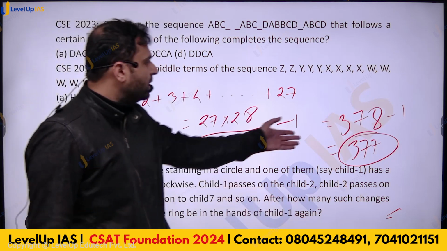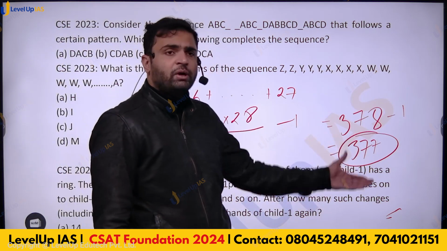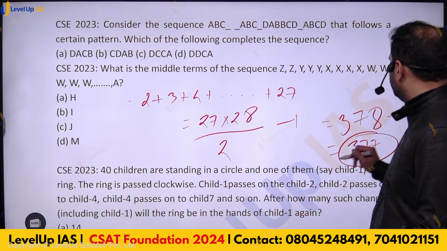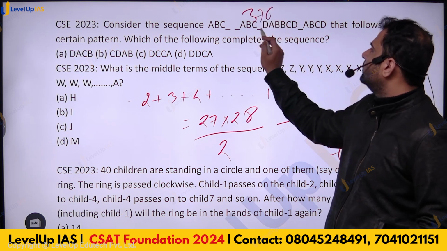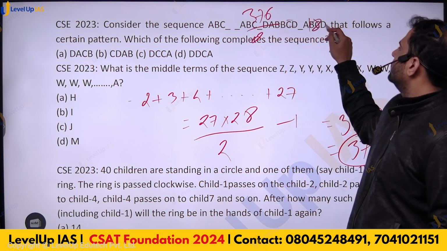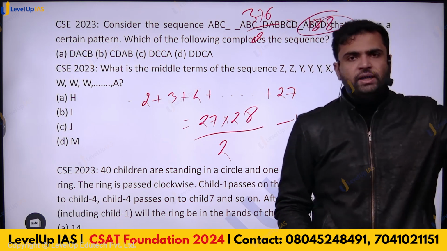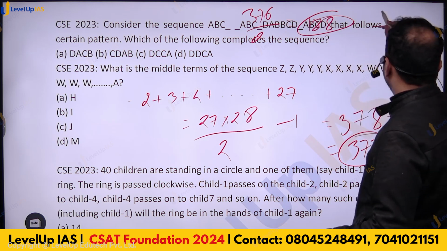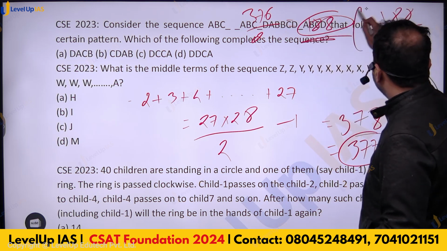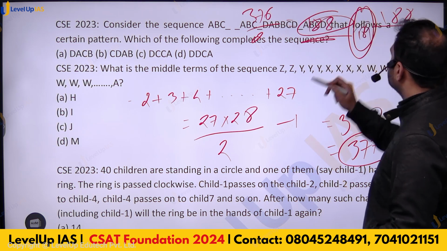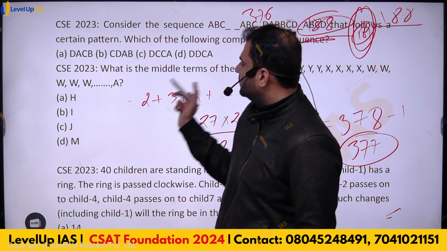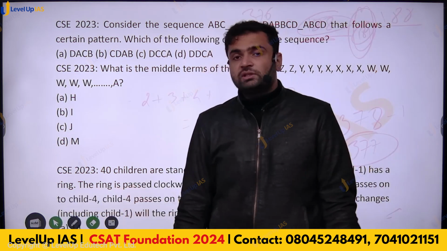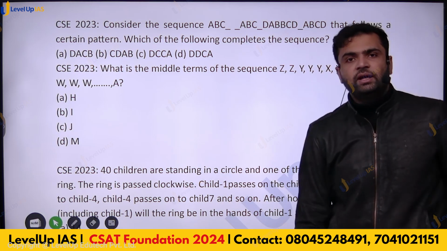So the middle term is going to be, out of 377 terms, 376 by 2, which is 188 terms. So we have 188 on one side, 188 on the other side, and the 189th term is going to be the middle term. That is going to be the answer. Now the question reduces to: what is the middle term, meaning what is the 189th term?